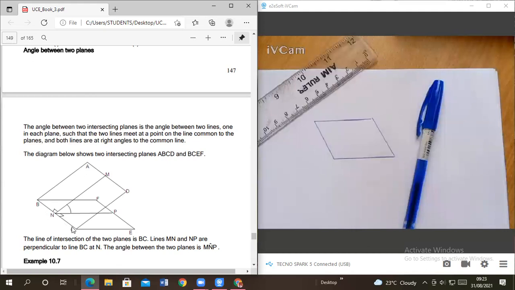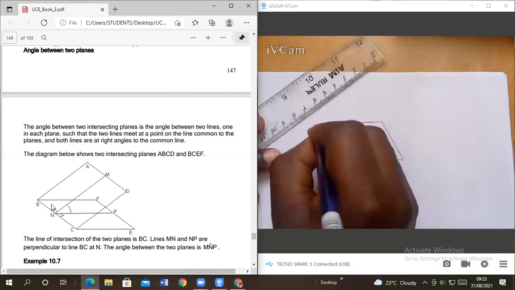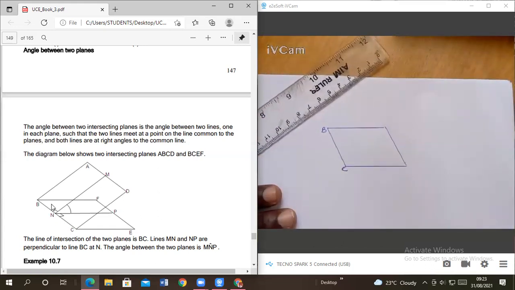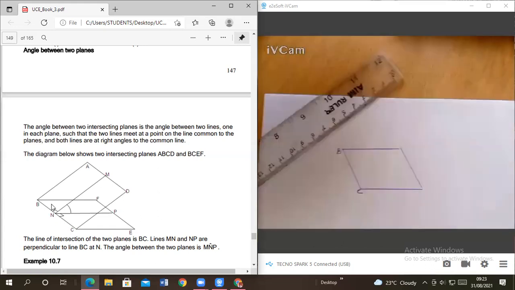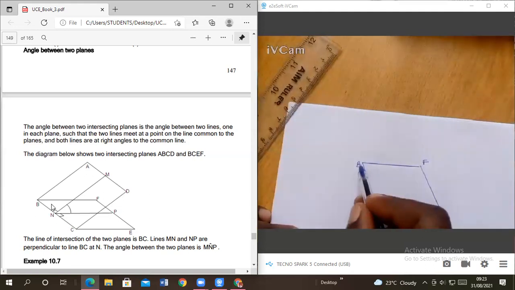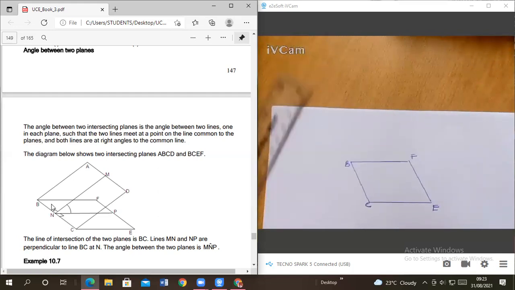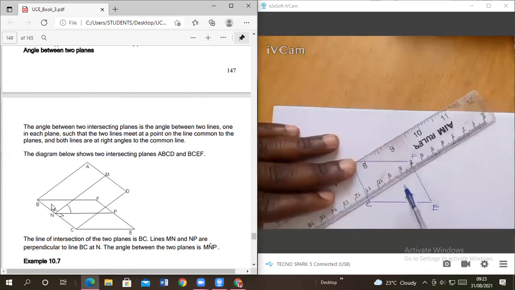You can see that BC is part of this upper plane, and also BC is part of this lower plane. So if I may draw for you the lower plane, I may put here C and here B. See there? And then C there and B here, and then E is here. Then I put F here. Okay, so you can see BC is a line on that lower plane.